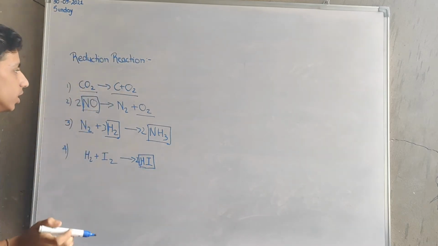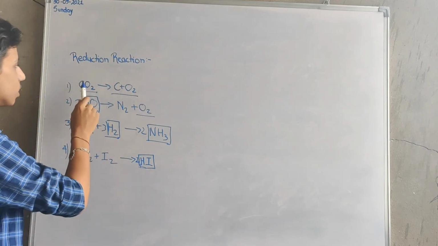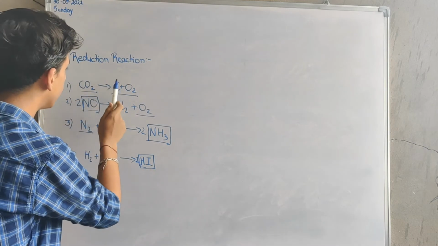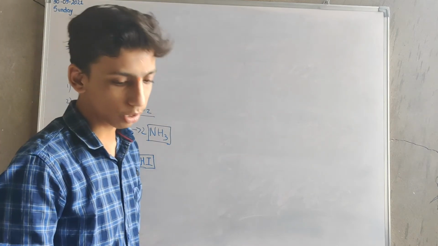I think you have noticed something. I have written the examples of oxidation reaction in the opposite way. Here in oxidation reactions, this CO2 was on the product side and this C plus O2 was on the reactant side. So in this way you can keep them in your mind.